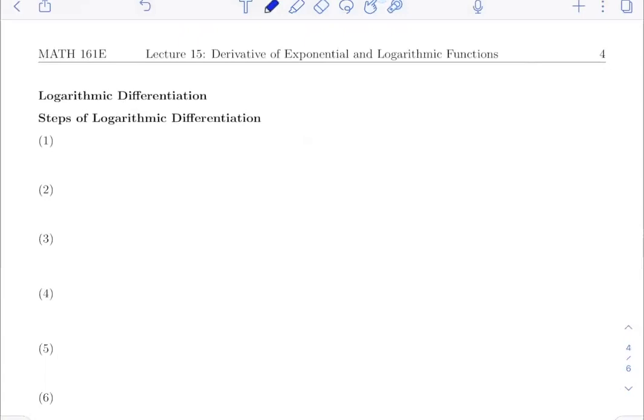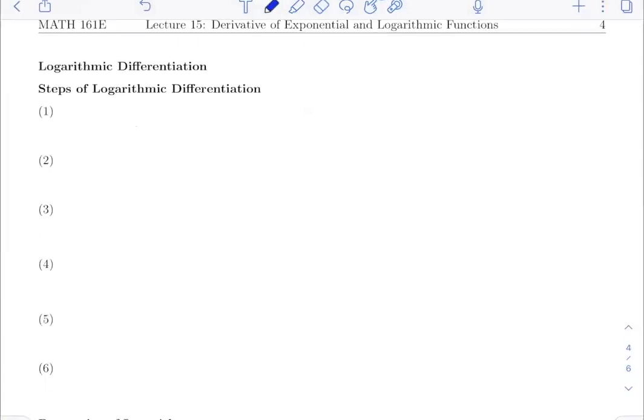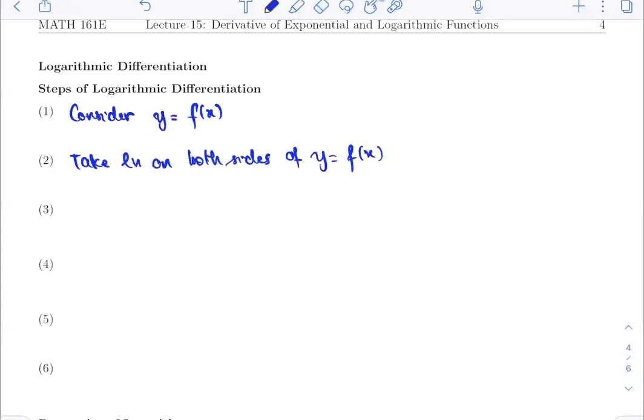Okay, so here are the steps of logarithmic differentiation. The first step is to consider the function itself. Consider y equal to f of x. For the second step, you take the natural log on both sides of this equation. So you take ln on both sides of y equal to f of x. That is, you have ln of y equal to ln of f of x.